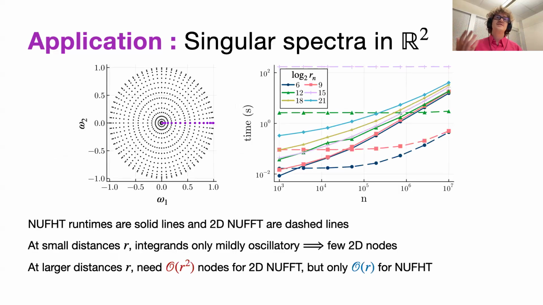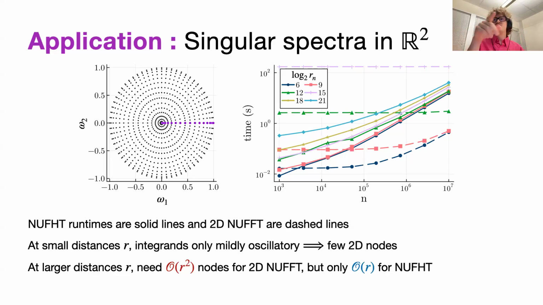Okay, so how does this play out in practice? On the left, we're showing both sets of quadrature nodes. In one dimension, we need only these highlighted purple nodes from 0 to 1. And for the two-dimensional NUFFT, we need all of these two-dimensional nodes on the unit disk. On the right, we show the runtime of both of these algorithms for various choices of the maximum distance that I want to evaluate my covariance function at.